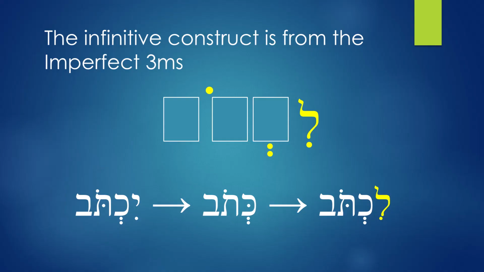Now I need to say that sometimes you find infinitive constructs without the le prefix, but the majority of them, 84%, are going to be found with the le prefix.